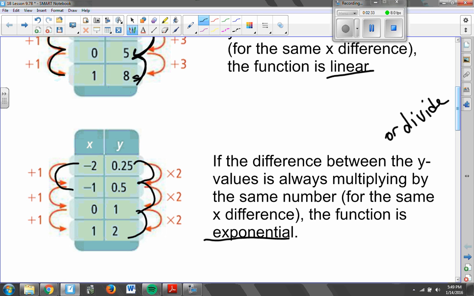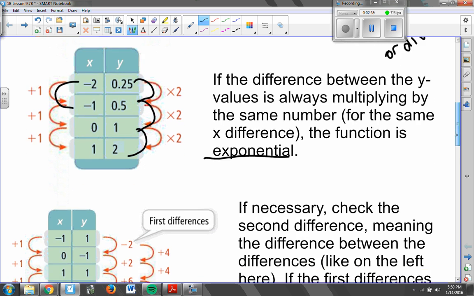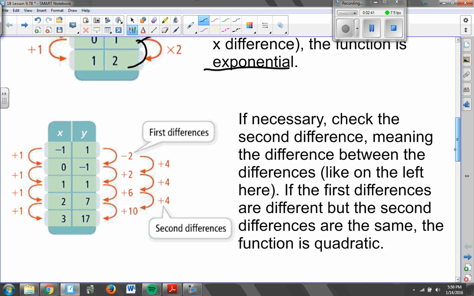Okay? And the last one is quadratic, and this one is a little bit harder to see. We will work through it together. If necessary, we're going to check what's called the second differences. The second differences, which means the difference between the differences. And so look at this example with me.